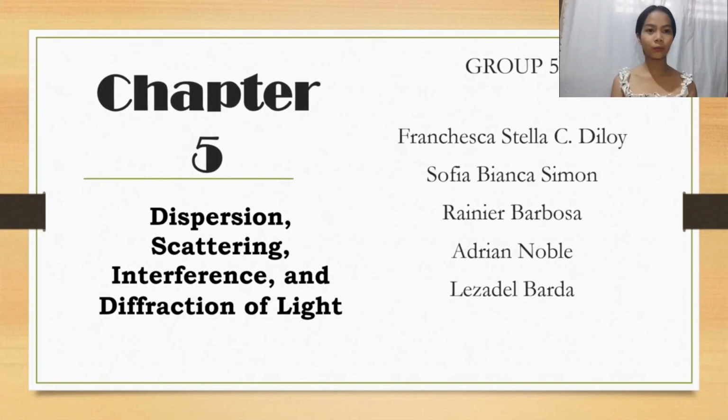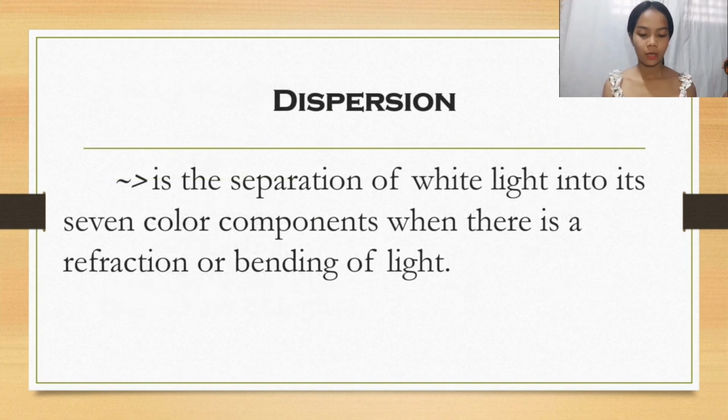Hi everyone, we are here to discuss Chapter 5: Dispersion, Scattering, Interference, and Diffraction of Light. Dispersion is the separation of white light into 7 color components when there is a refraction, or bending, of light.